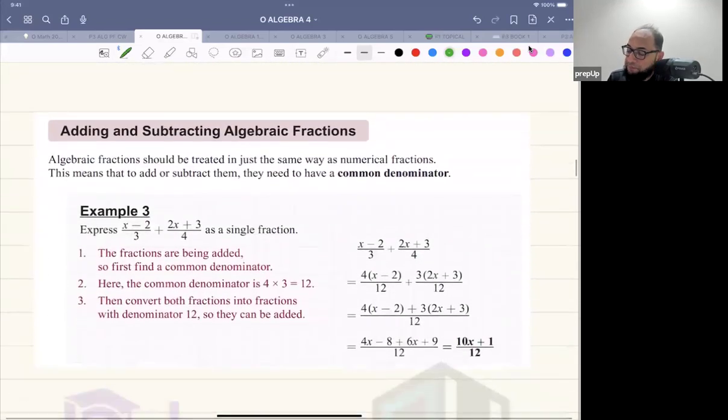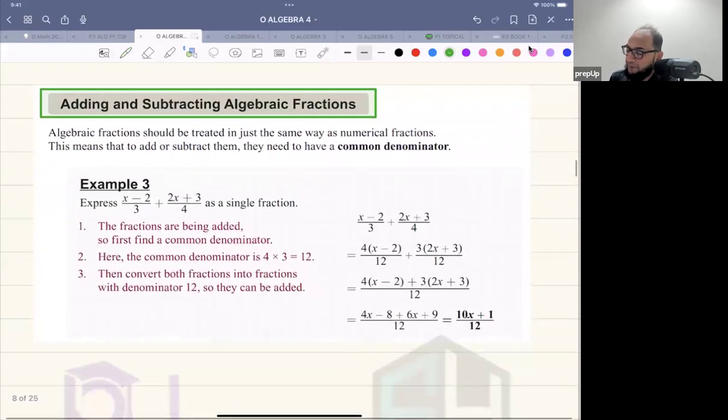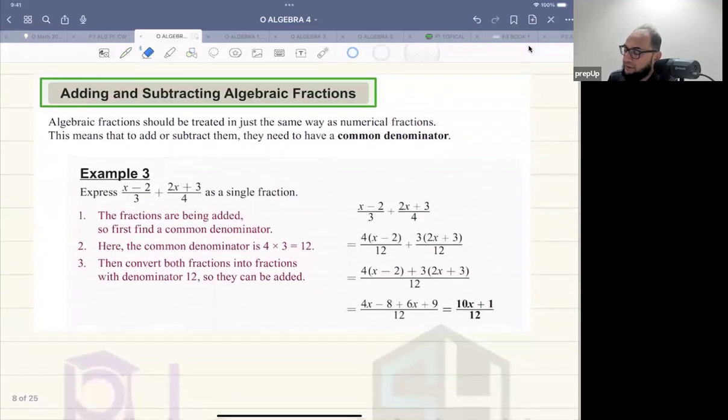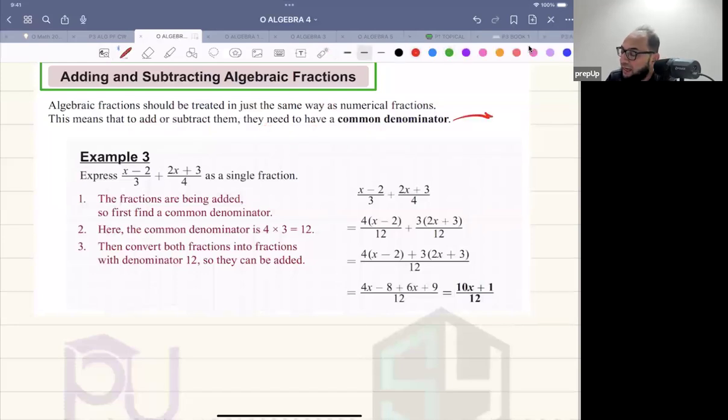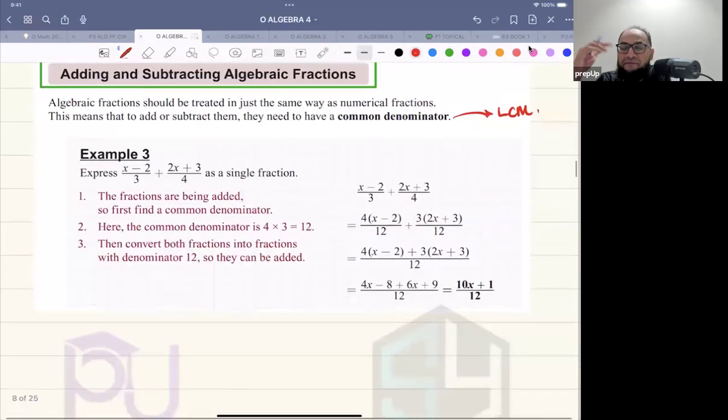Now the next step, that is adding and subtracting algebraic fractions. So now over here, let me just erase this. Algebraic fractions should be treated in the same way as numerical fractions. This means that to add or subtract, they just need to have a common denominator, which we term as taking LCM. Now, we are first dealing with numbers. Once we deal with numbers, then we can deal with other types.